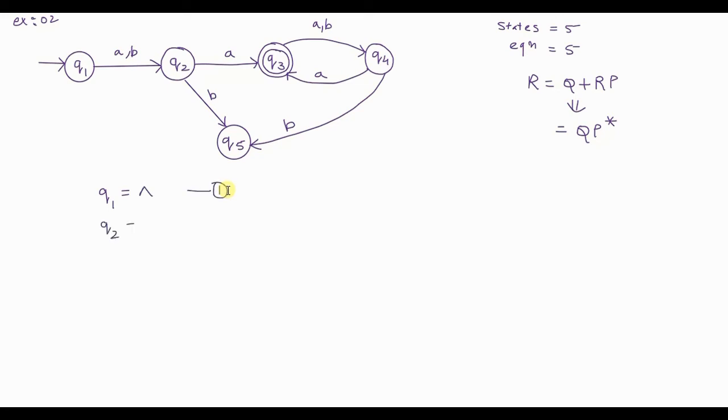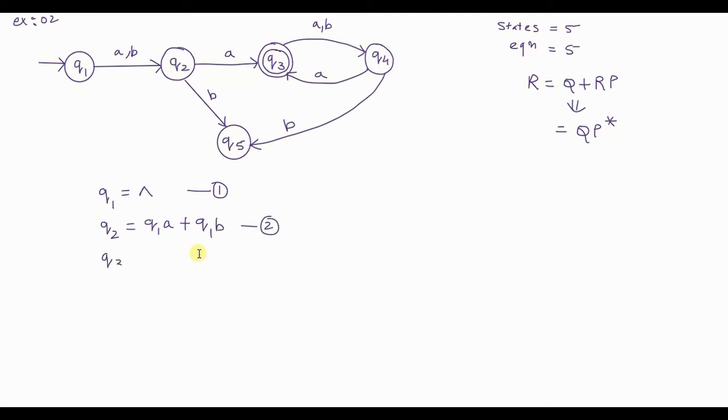For Q2, let's analyze the inlinks of Q2. Q2 receives an inlink from Q1 on reading A, and also receives an inlink from Q1 on reading B. This is the only inlink for Q2, and there are no other inlinks. So you will get 2 terms in this equation. First one will be Q1A, which means from state Q1 on reading A I go to Q2, or the second possible way is from state Q1 on reading B I also reach Q2. So that's equation 2.